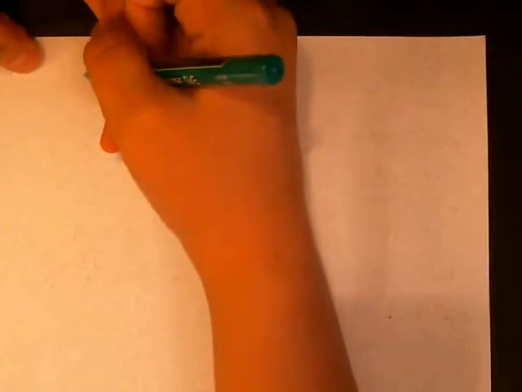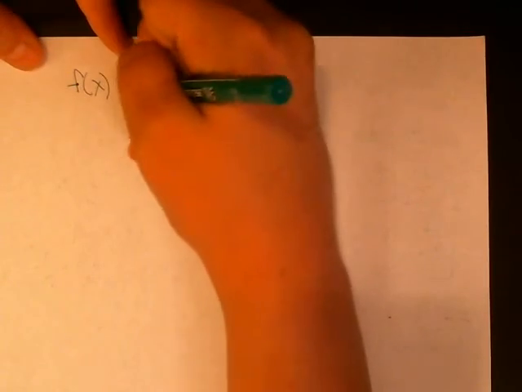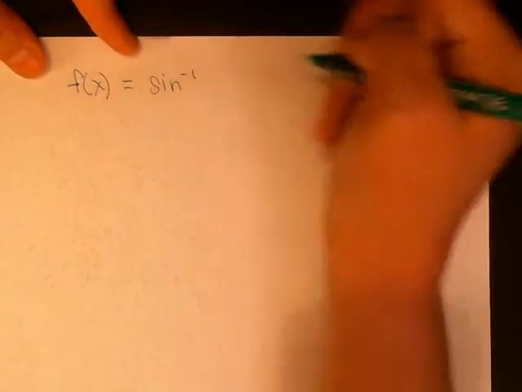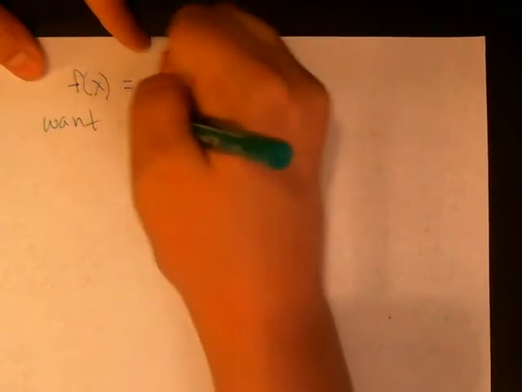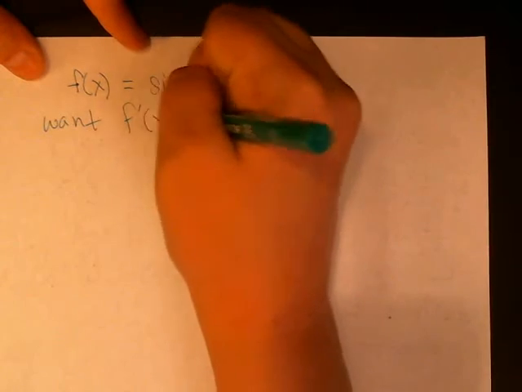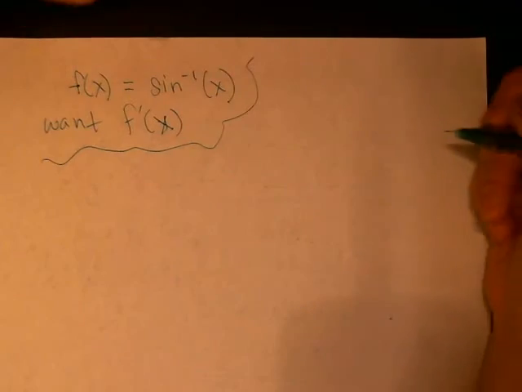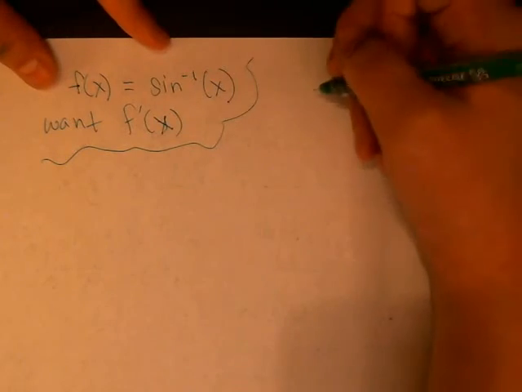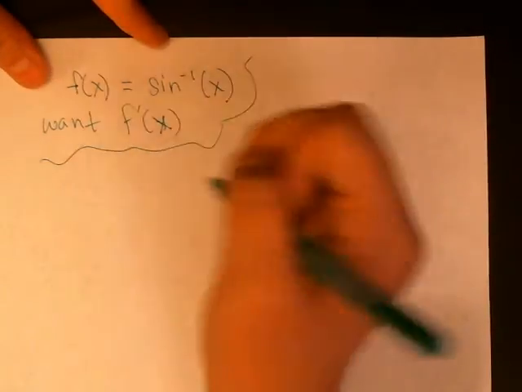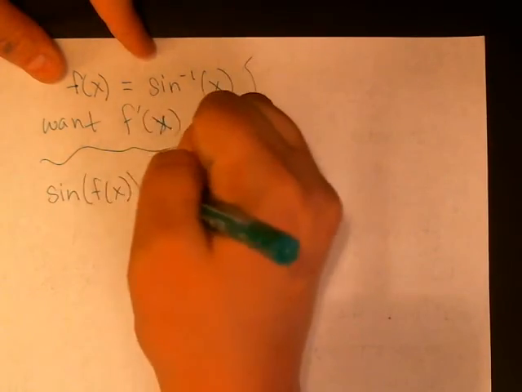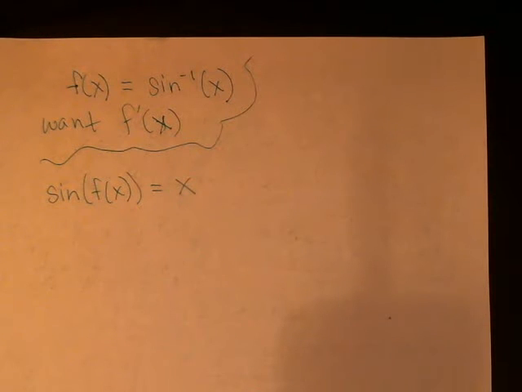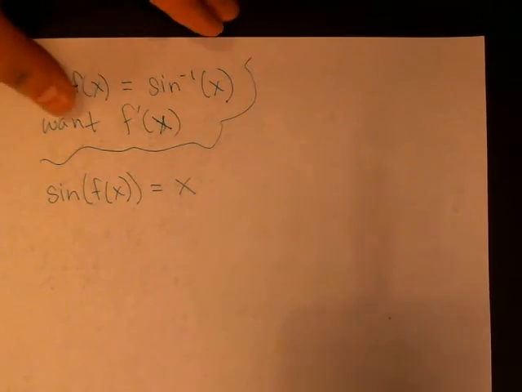Let's start off kind of the same way. Let's say that f of x is equal to the inverse sine of x, and we want f prime of x. So we know, here I'm going to do it over here, that if we take the sine of our function, sine of inverse sine of x should just give us x. There are domain restrictions in play there, but we'll just stick with this for now. We'll worry about them in a minute.